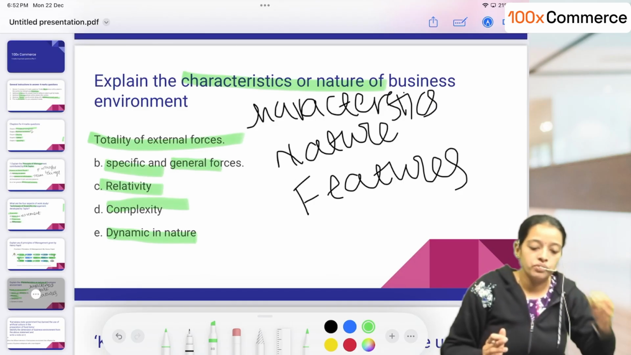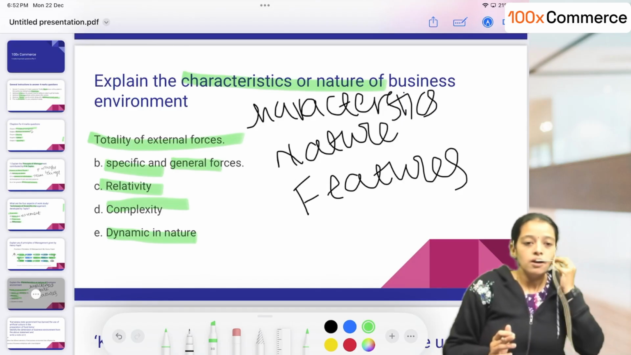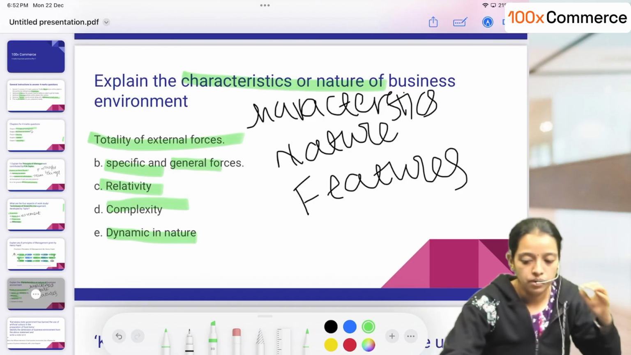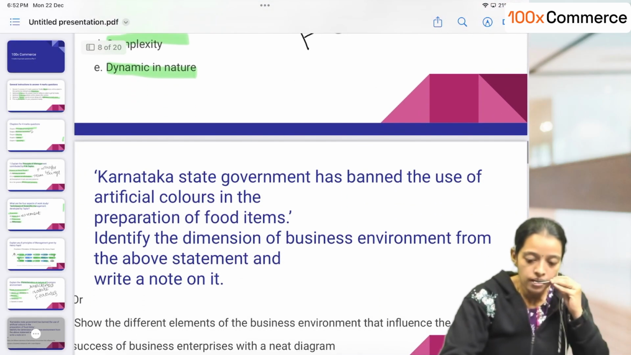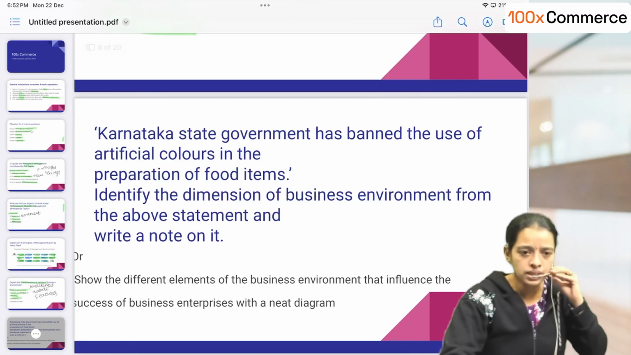So this is a very, very important question for your 4 markers from this chapter. Like in the model question paper also this has come. Next we have a hot question, so let's see it.